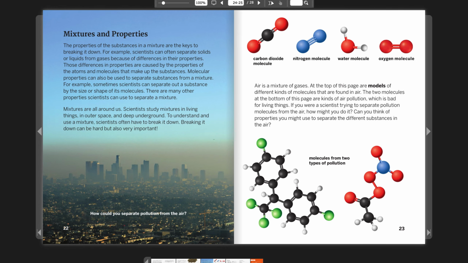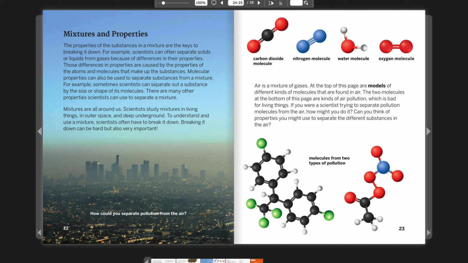The properties of substances in a mixture are the keys to breaking it down. For example, scientists can often separate solids or liquids from gases because of differences in their properties. Those differences in properties are caused by the properties of the atoms and molecules that make up the substances.